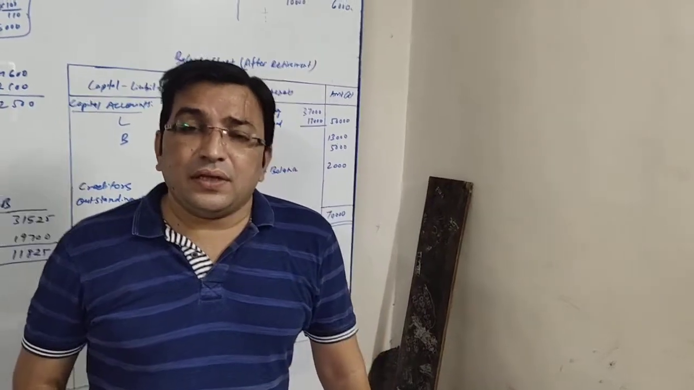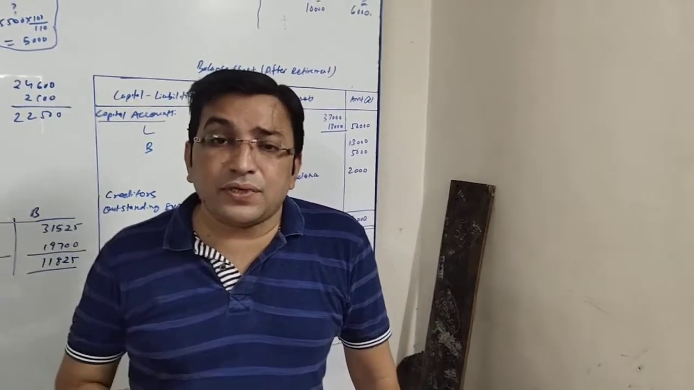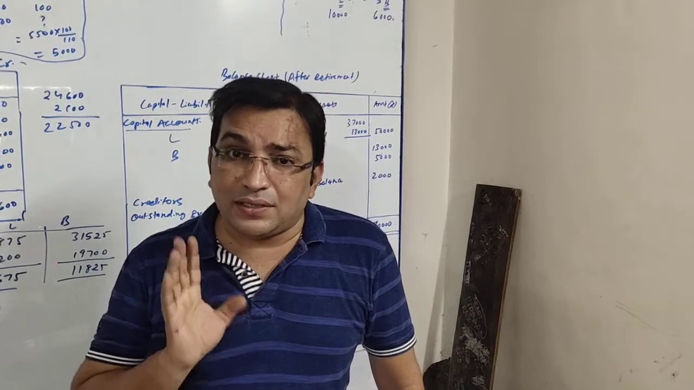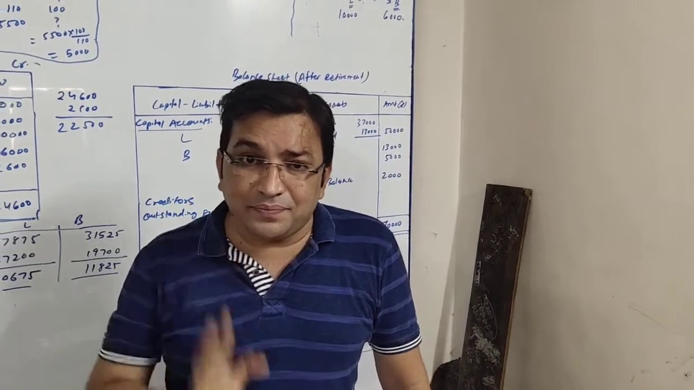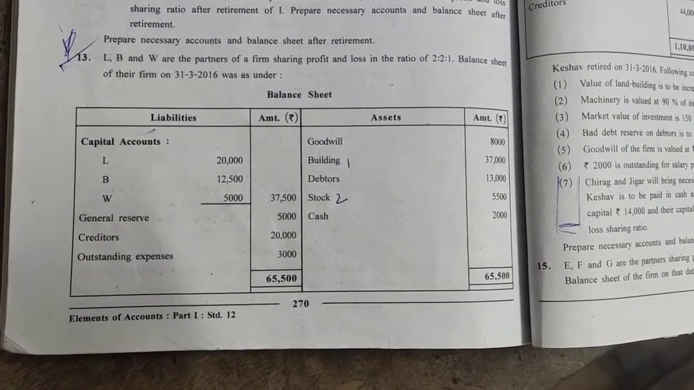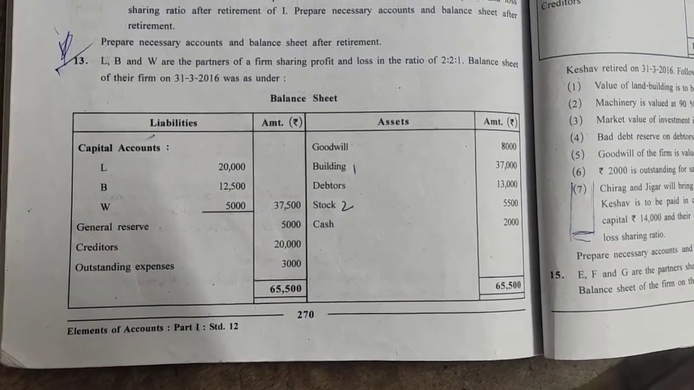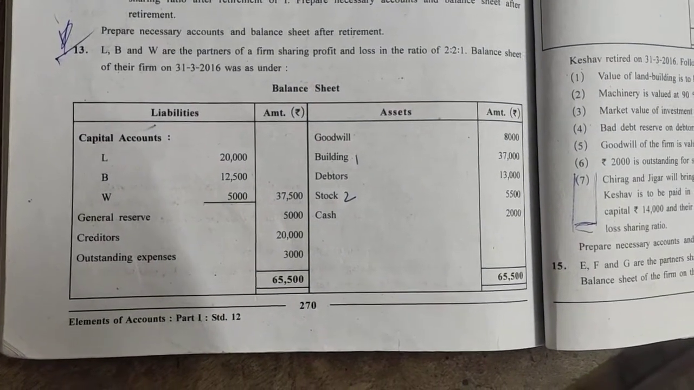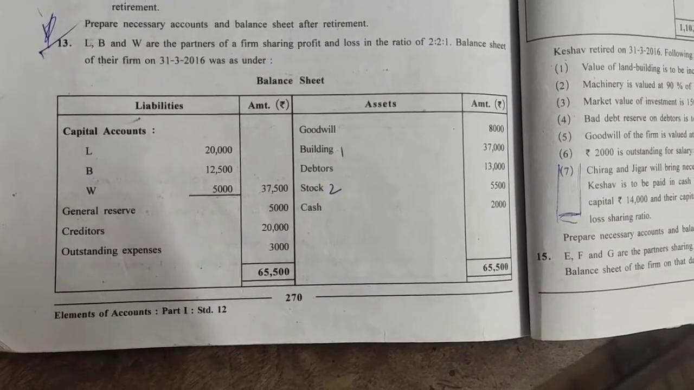Good morning students. In this lecture we are going to do sum number 13 of retirement, chapter number 6. Let us see the sum. L, B and W are partners sharing profit and loss in the ratio of 2:2:1. The balance sheet of their firm on 31/3/2016 was as under.